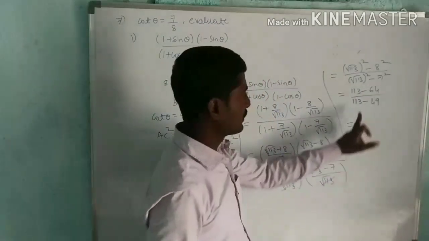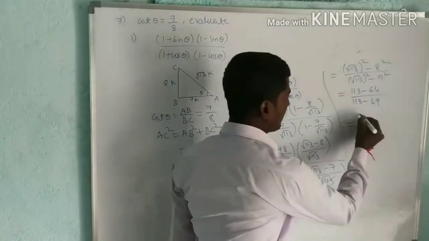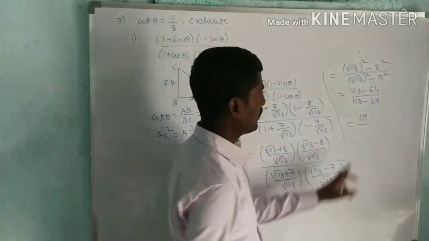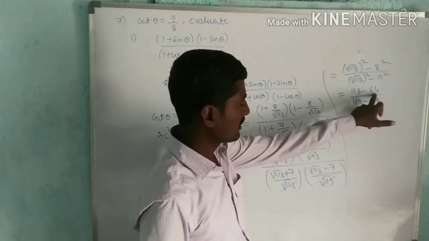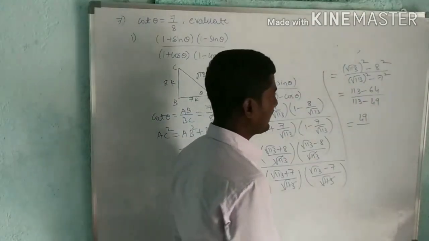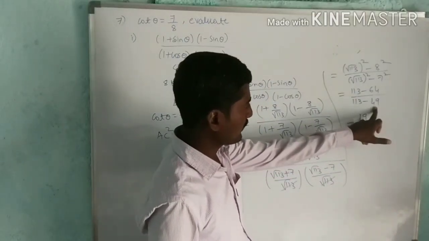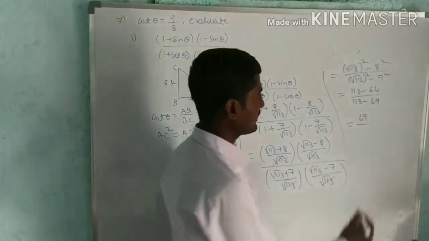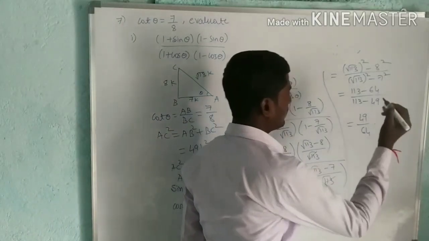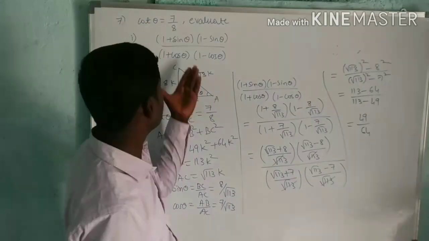Now 113 minus 64 is how much? 49. Am I right? Here also, 113 minus 49 is 64. So 49 divided by 64. So this is the first value.